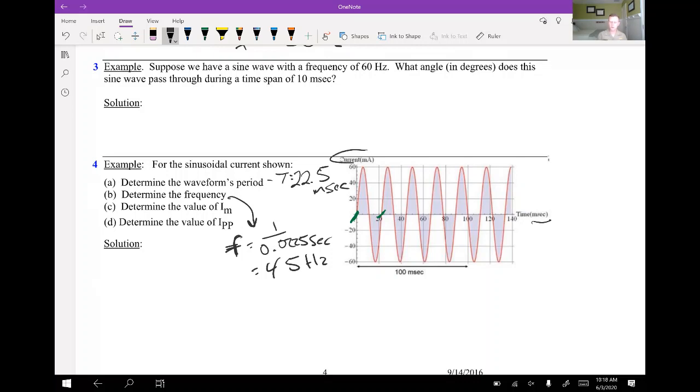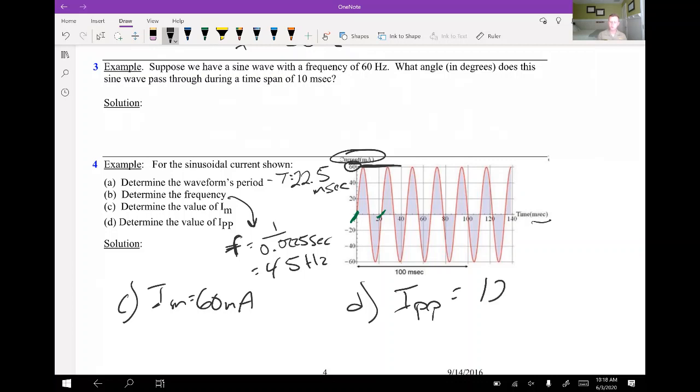What is the value of Im? Well, this is a current, so that makes sense that it's I. And Im is the I amplitude, which is also the peak, which is just the highest point that the graph gets to. Right there, I can even see it, it's 60. So part C, Im equals 60 milliamps. Be sure to follow the units. In D, it's always twice that. So I peak to peak is equal to 120 milliamps.